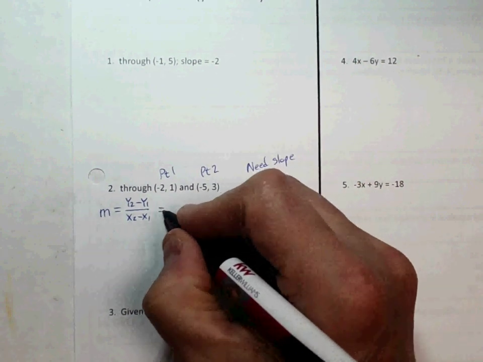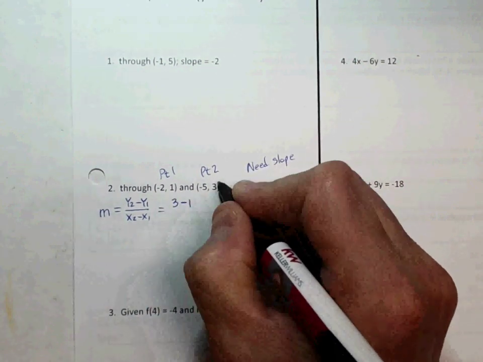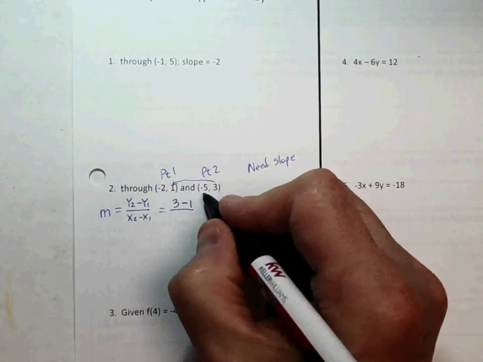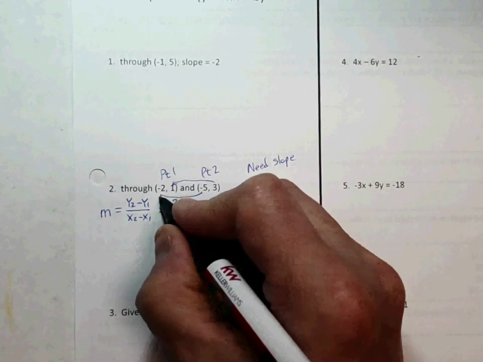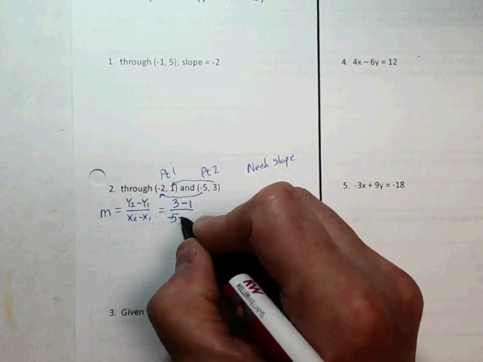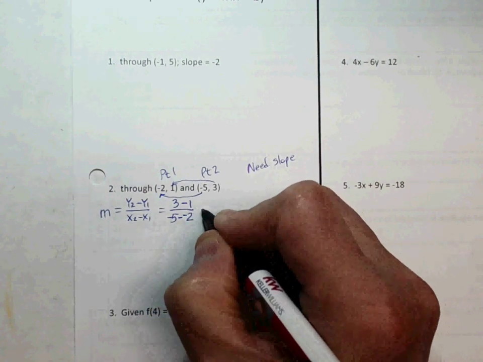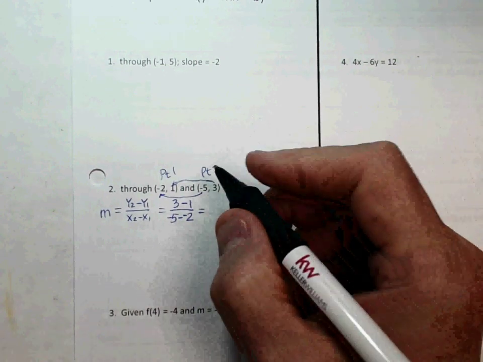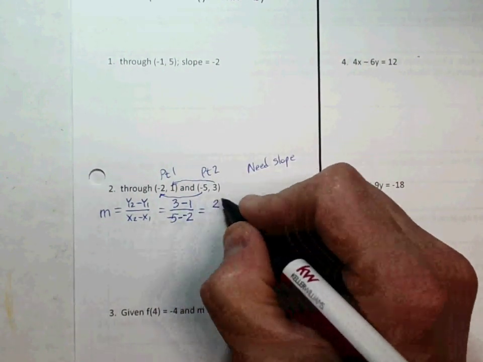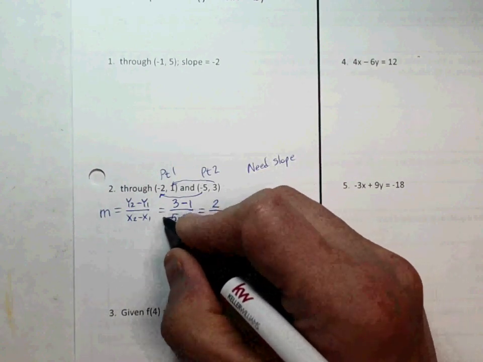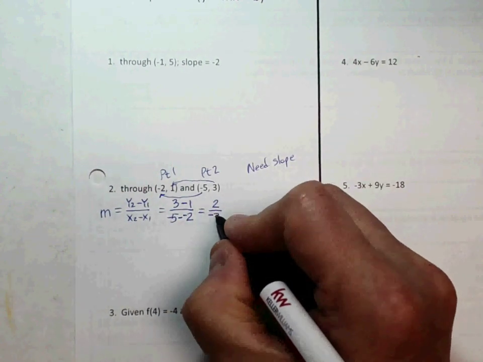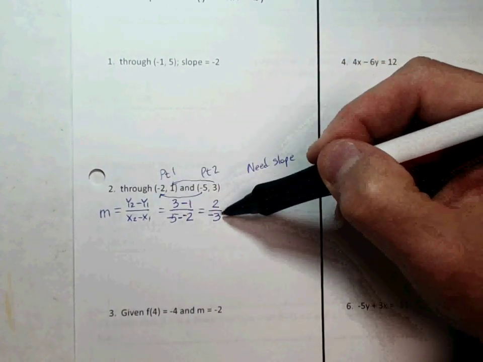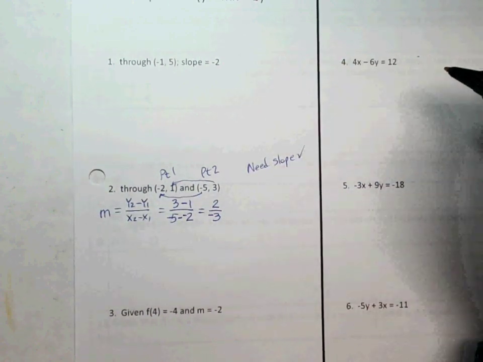So here I go. I'm going to do 3 minus 1. That's a y minus a y. And then I'm going to do a negative 5 minus a negative 2. Okay? So we now have a 2. 3 minus 1 is 2. And if I do this properly, I'm going to get a negative 3. So now I have not 1, but 2 points of the line, and I now know the slope.